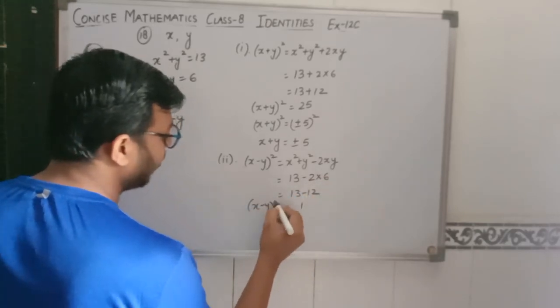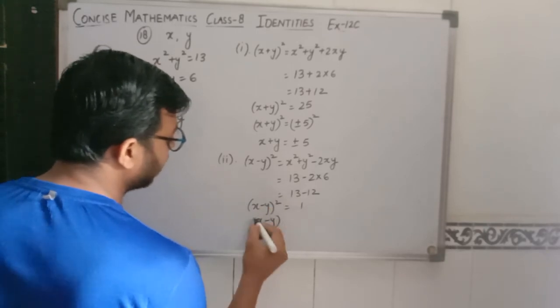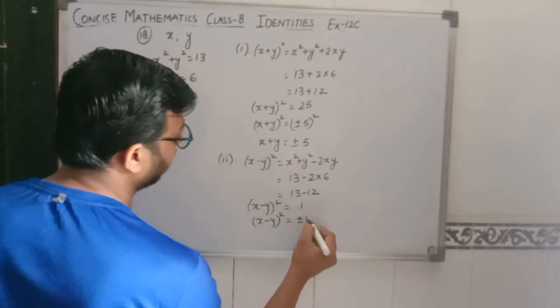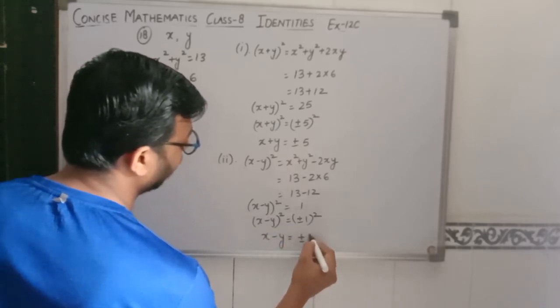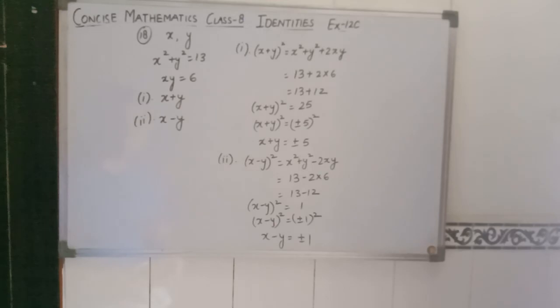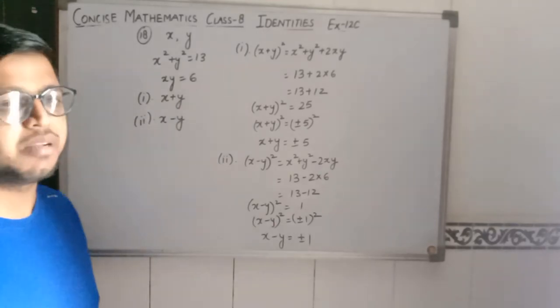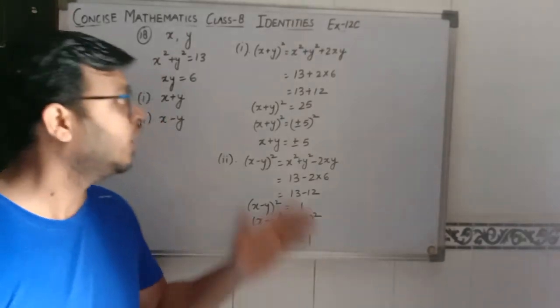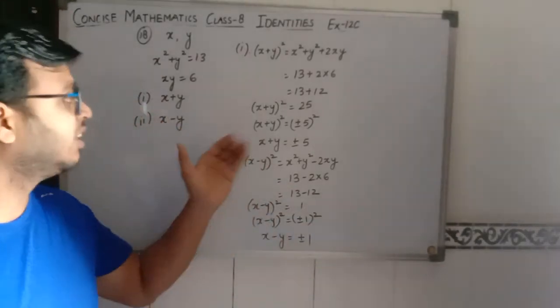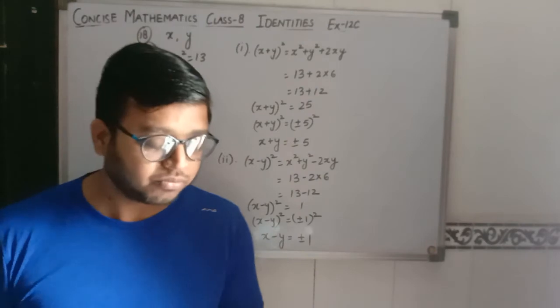This is the value of x minus y whole square. So x minus y whole square can be written as plus or minus 1 square. That is why the value of x minus y is plus or minus 1. So this is the method how we can solve question number 18. Word problems are not very problematic in these types of questions. You have to just imagine the numbers, form the equation and then get the result.